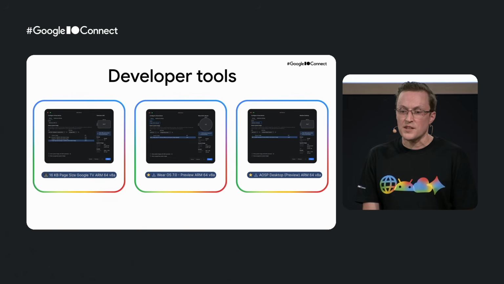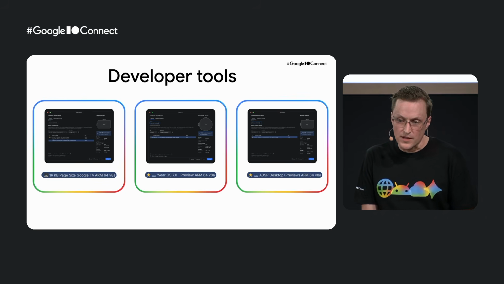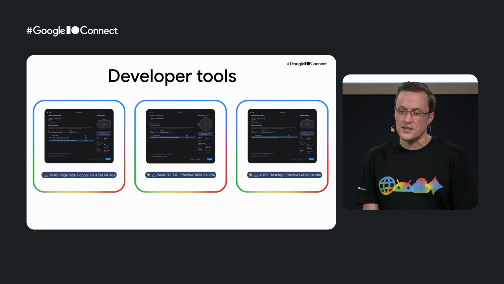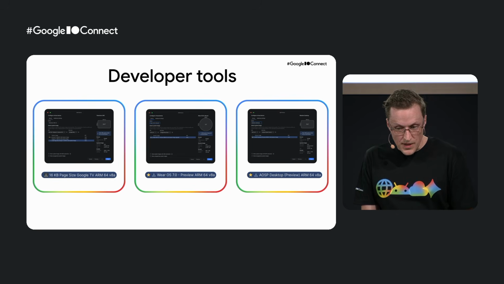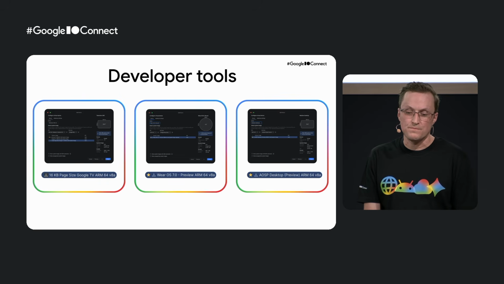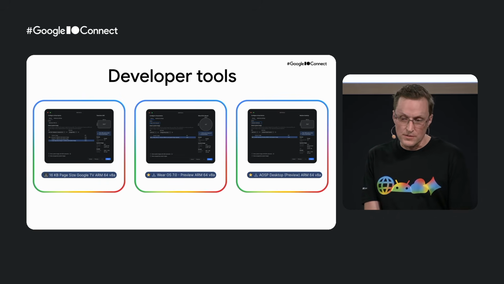On that note, we have a few new emulators and tools to share. With the upcoming 64-bit requirement on TV, we just launched a 64-bit Google TV emulator that includes 16-kilobyte page size support as well. So together with pointer remote support, this should make it easier for you to validate that your TV app works on TVs of the future. The 64-bit requirement is also coming to watches. So here, too, the new Wear OS 7 emulator will help you ensure that your apps are ready for that. And to build amazing desktop apps, we recently published the desktop emulator.